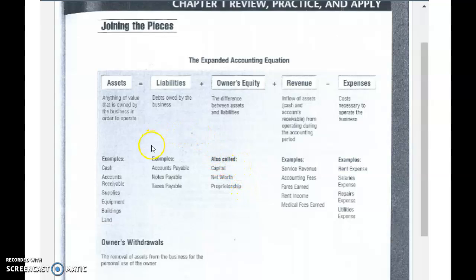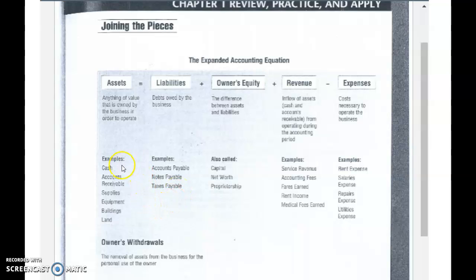Your liabilities, common liabilities, accounts payable, remember that is things that you owe that are going to be paid at a later date. Accounts payable are things you owe that you are going to pay at a later date. Remember, payable, that's something you are going to pay. So accounts payable, notes payable, taxes payable, that's something you owe, that's a debt.